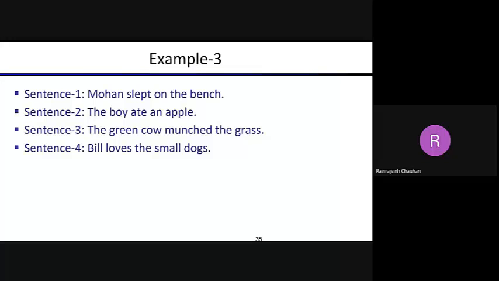What do you want, Ruchika? Explanation of the parse tree? Have you been there in the previous lecture?